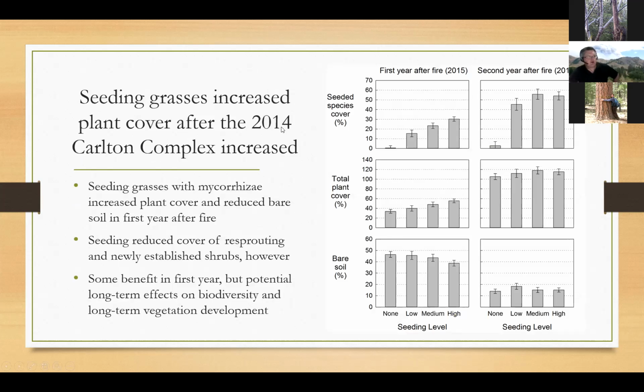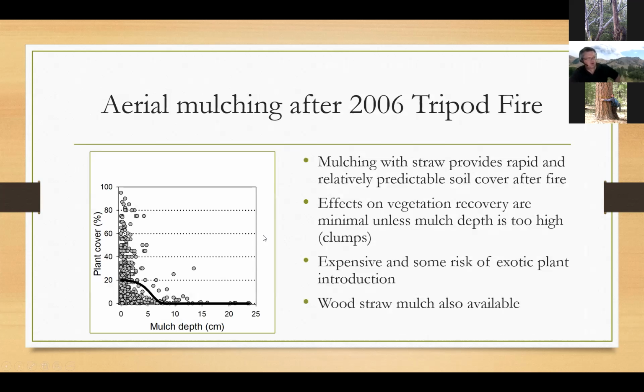Similarly, in a different study after the Carlton complex fire, we did a management experiment seeding grasses with different amounts of grass seed that had mycorrhizal inoculum in it. It turned out the mycorrhizal inoculum seemed to have a really nice effect, and we got really good seeded species cover in both years 1 and 2. Not so big an effect on total plant cover, however, and not such a big effect on the amount of bare soil. A lot of that has to do with the seeded grasses taking resources away from primarily the shrubs and woody plants. So we had less cover and a little bit less woody species richness, but a lot more grasses. So some benefit in the first year, but there are potential long-term effects on biodiversity and community development.